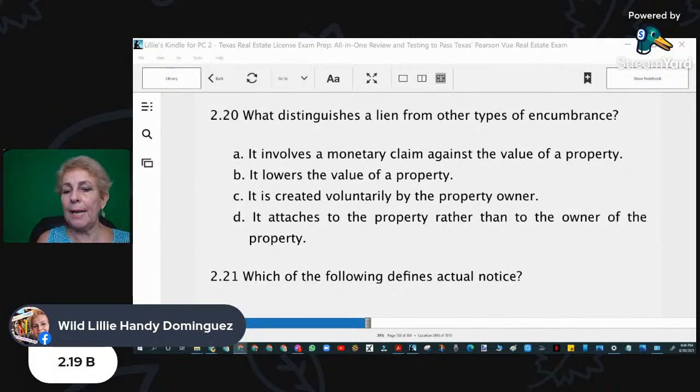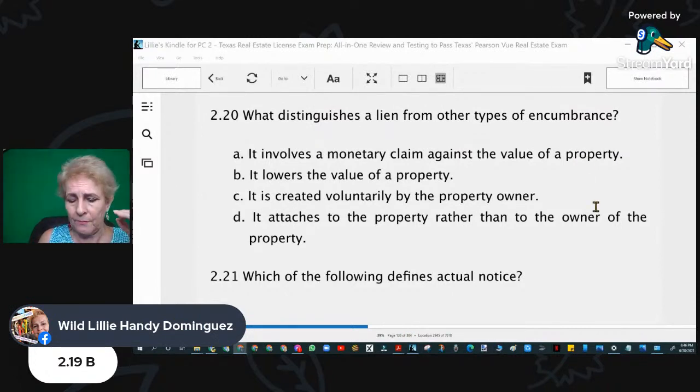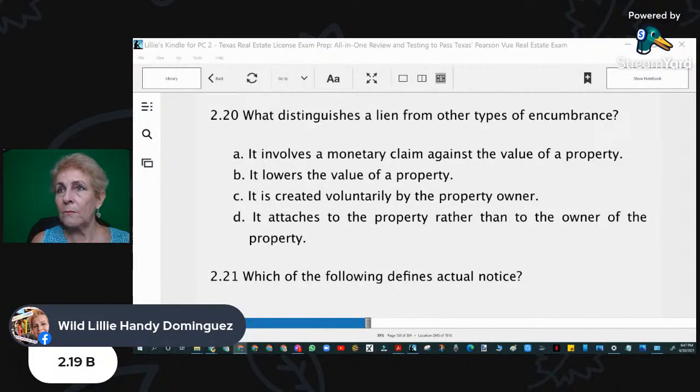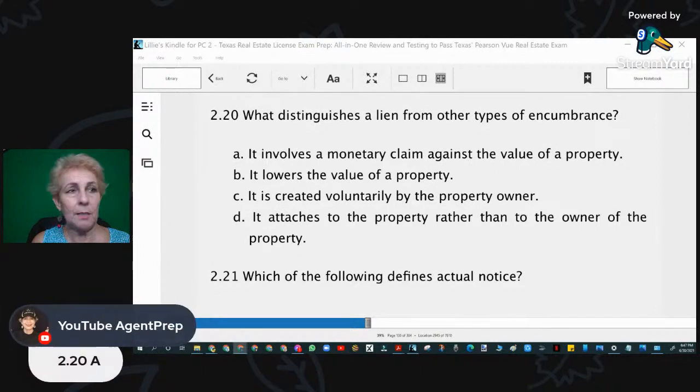All right, the answer is 20A. It involves a monetary claim against the value of a property. A lien is financial. An encumbrance is something that is a cloud on title. It's not necessarily financial. It could be a fence that's not on the boundary line, overlapping onto their land. Or it could be a shed from the other owner that's into their piece of land. So that's an encumbrance. An easement can be an encumbrance because it is attached to the property and it goes with the land. Okay, so number 20, I already put the answer right. A.